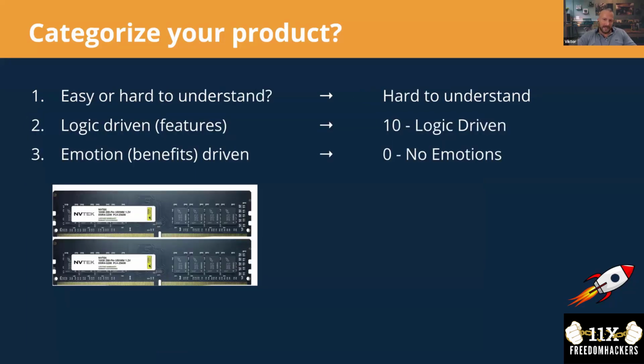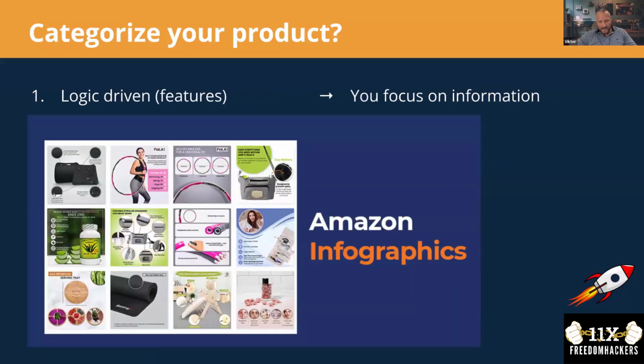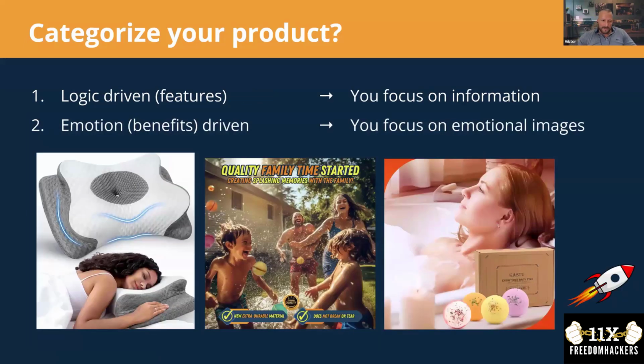By the way, guys, there's never just 0 and 10. Usually it's something in between. A little bit logic, a little bit emotions, a little bit more logic or less emotions. So from 1 to 10, you need to decide. If it's emotion driven, then you focus on emotional images. Emotion needs to be there in order for them to make decisions. I see this mistake in so many places.